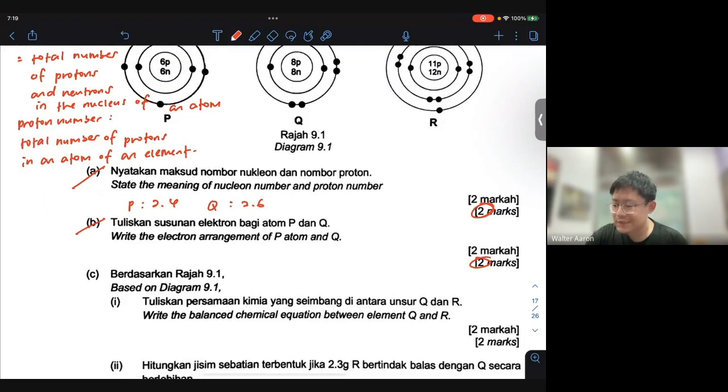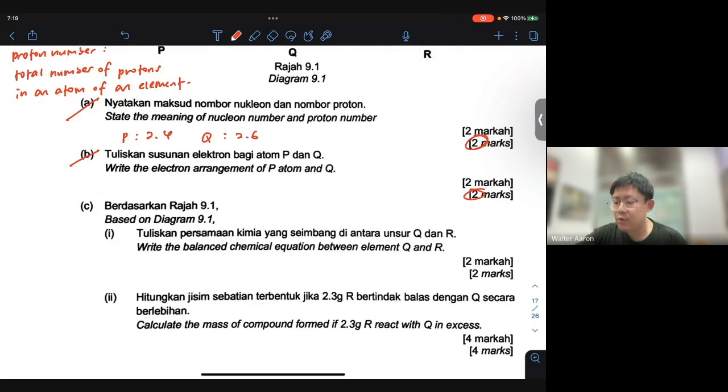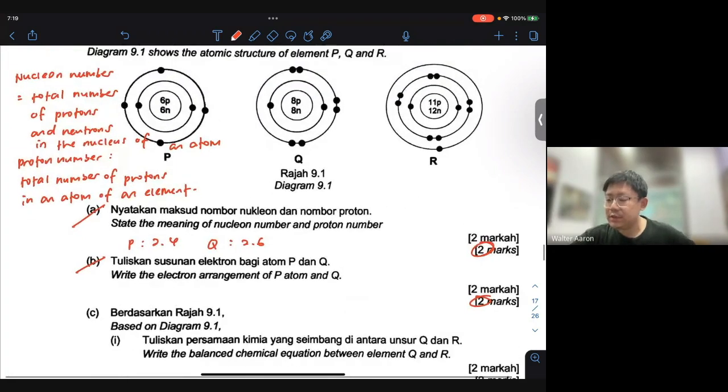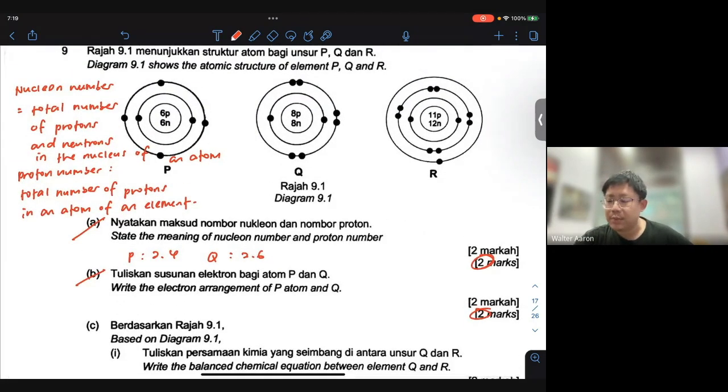And then for C, based on diagram 9.1, write the balanced chemical equation between the element Q and also R. So Q, if you look at the periodic table, you will notice that this is supposed to be oxygen. And since this is supposed to be oxygen, it must exist as a diatomic molecule, which is O2. But we don't call it O2, we call it Q2. That's the natural state of element Q.